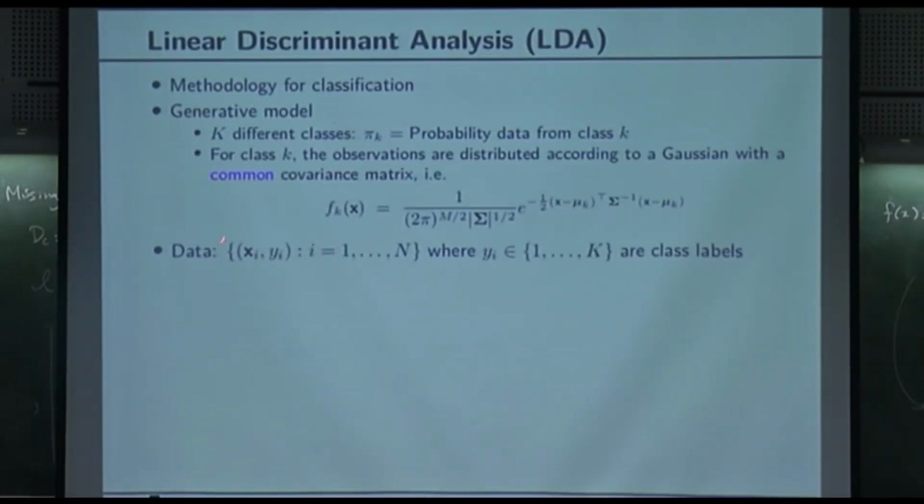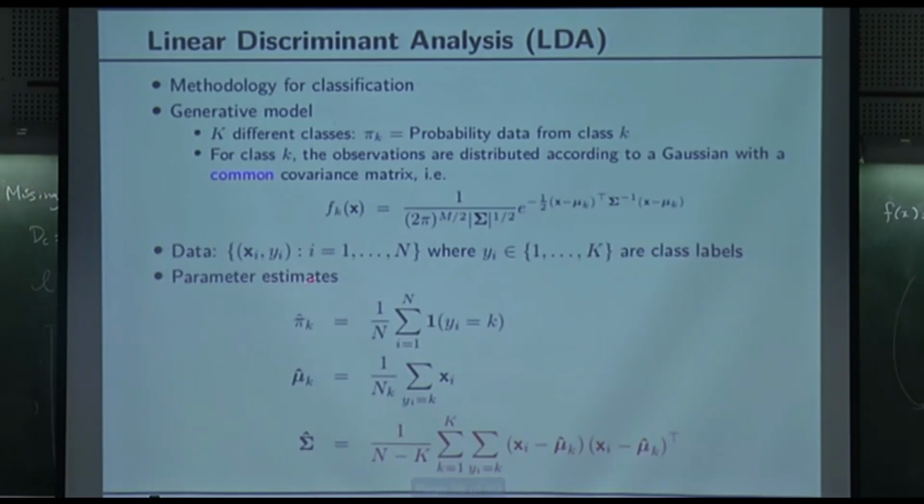So you've got data xi, yi. There is no missing data here. Yi is a class label, i going from 1 through n, with k classes. Then you can estimate the parameters for this model by this formulation. Pi hat k is simply the indicator function that yi is equal to k, summed over the data, times 1 over n. For the mean, take all the data points for which the class label is equal to k and take its mean.